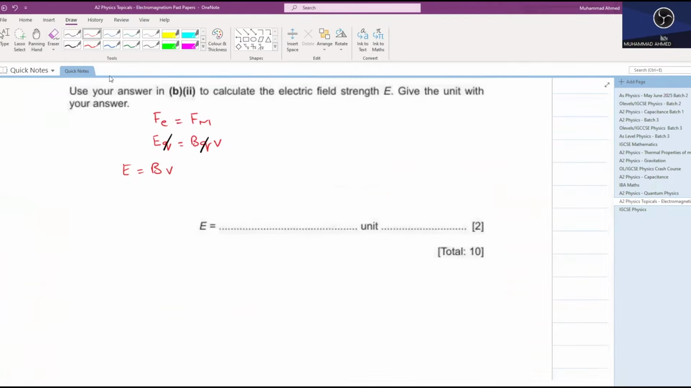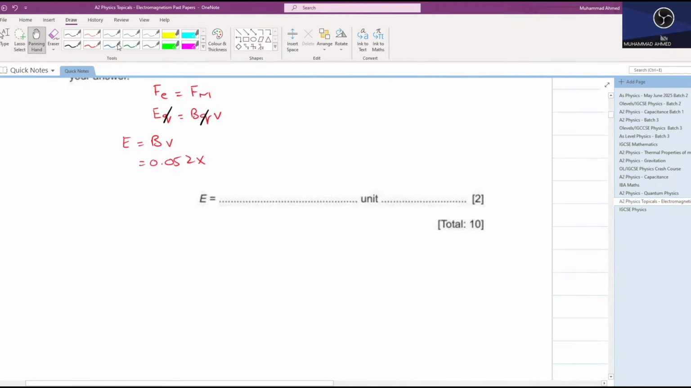So let's place it here: 0.052 Tesla. What is the velocity here? 1.1 into 10 raised to the power of 6. What does your electric field answer come out to be? It comes out to be 5.7 into 10 raised to the power of 4. Units can be Newton Coulomb minus 1. Simple as that.